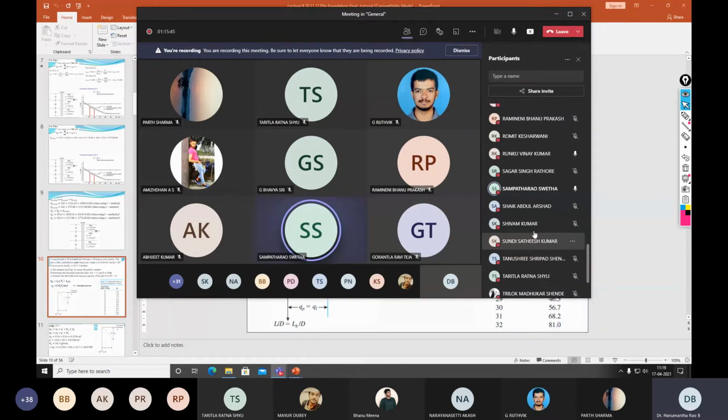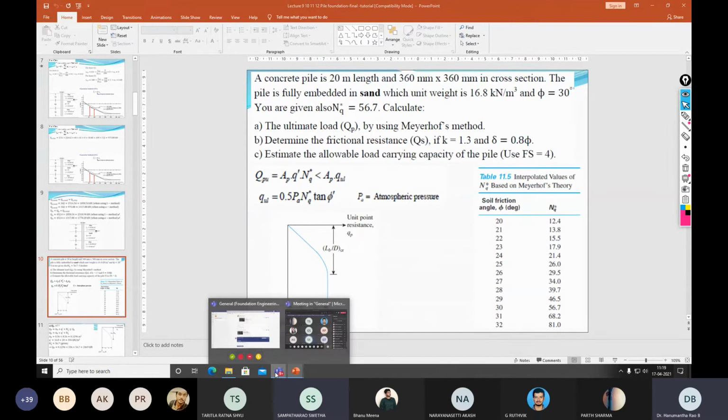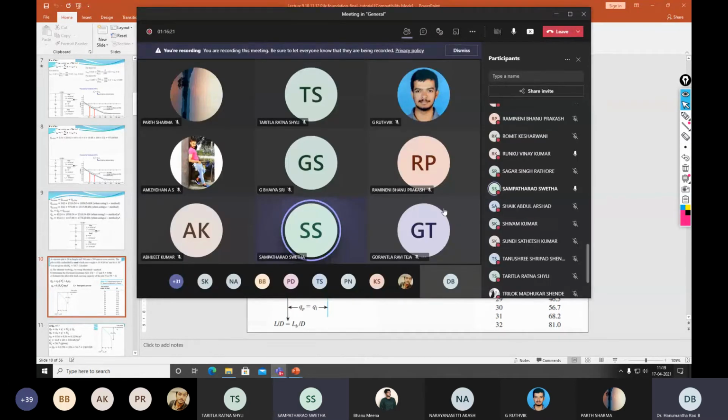So by using the formula Q ultimate is equal to AP, for finding load, we can use AP into Q dash and Q star, sir, and 0.5 PA NQ star tan phi dash, sir. For the first one and second one, for finding that we have K sigma not tan delta dash. Okay, please go ahead. I'm finding, sir. I'm calculating the values now, sir. Good, I've just found the formulas.